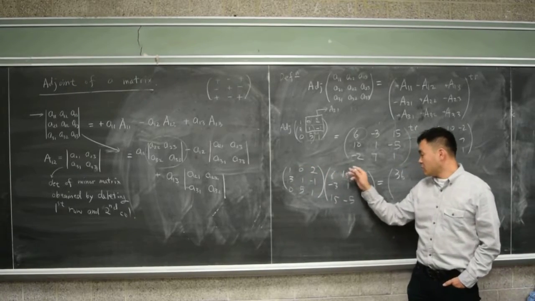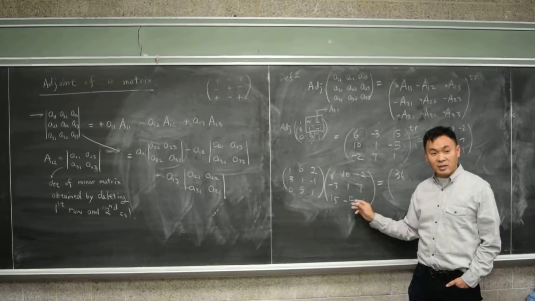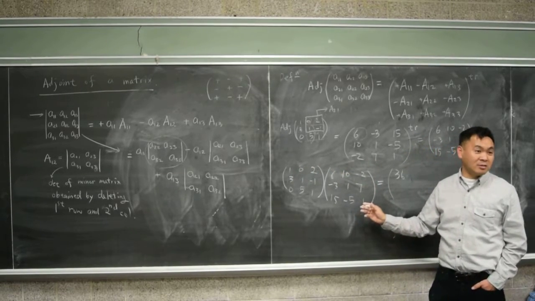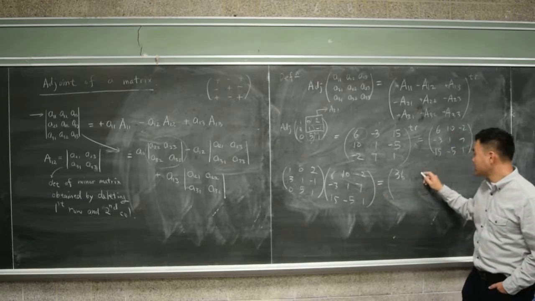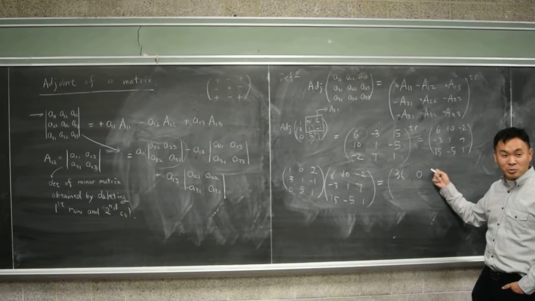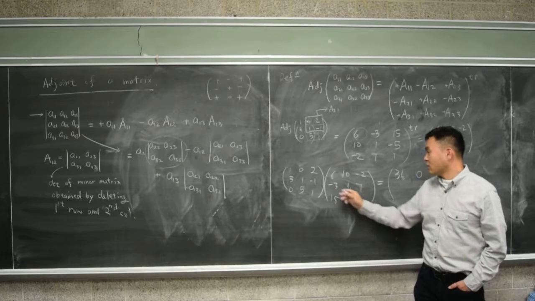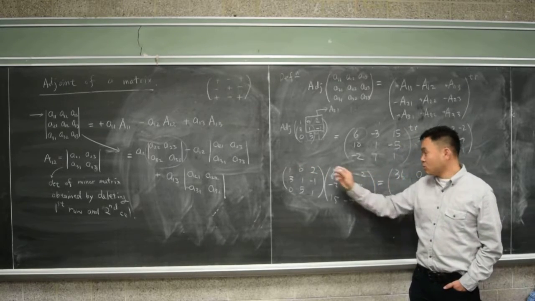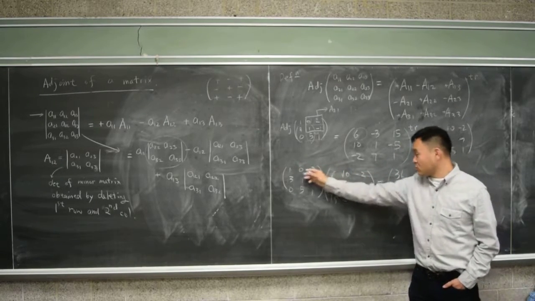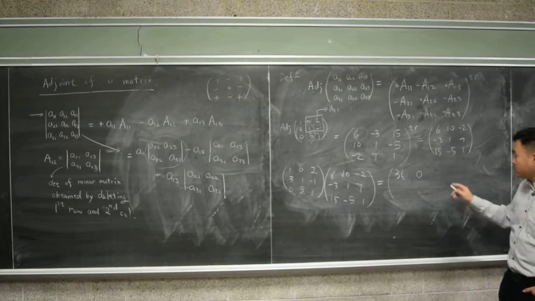Okay. This times this, 1 times 10 is 10, 2 times negative 5 is negative 10. 10 plus negative 10 is 0. See, you're seeing that off diagonal elements will be 0. You're only going to get the diagonal elements. This times this, okay. 1 times negative 2 is negative 2. 2 times 1 is positive 2. 0 times that doesn't count, so negative 2 plus positive 2, 0.